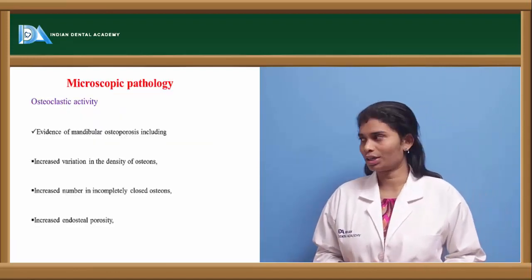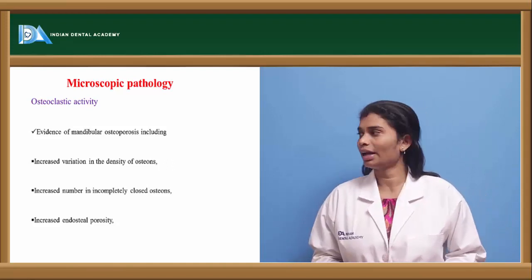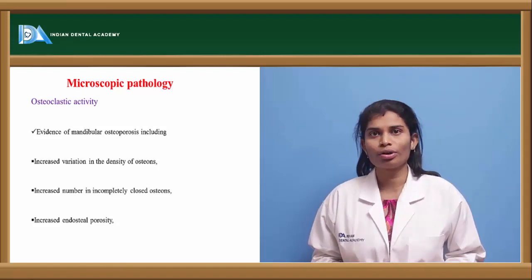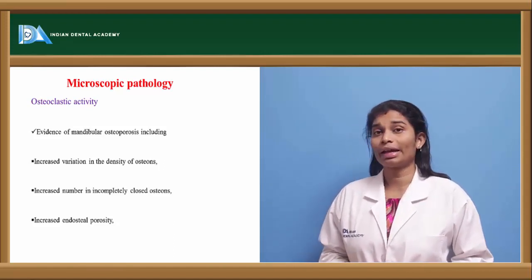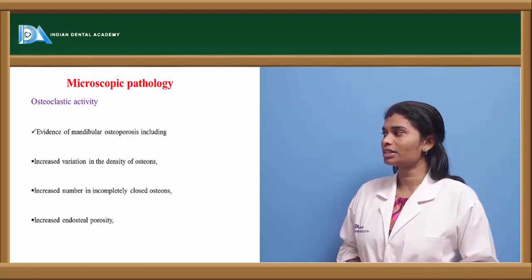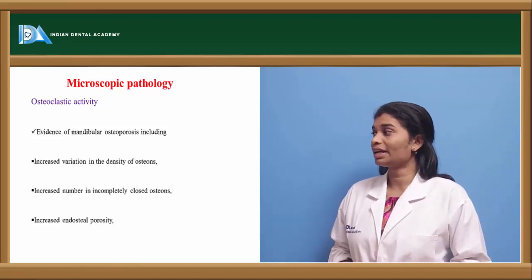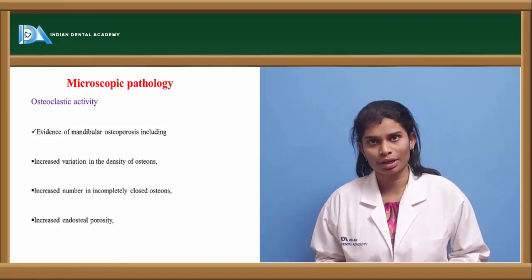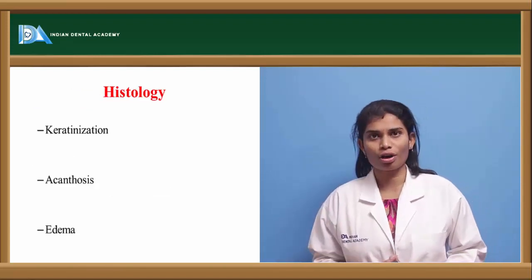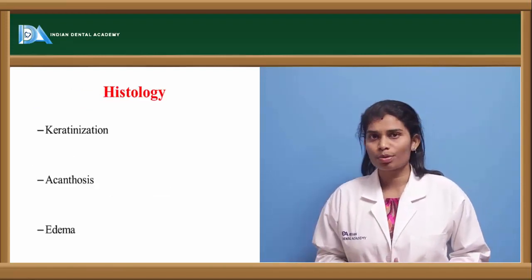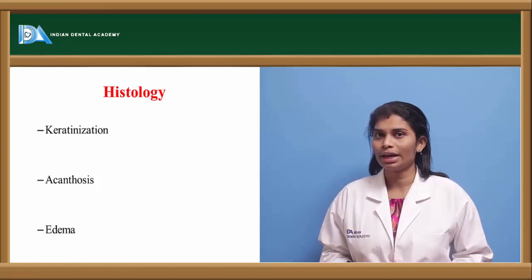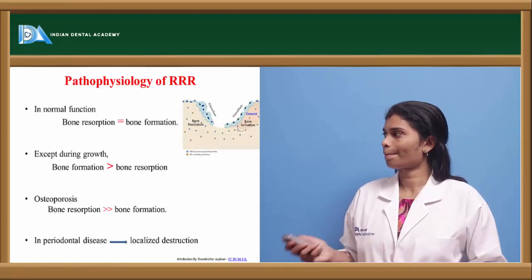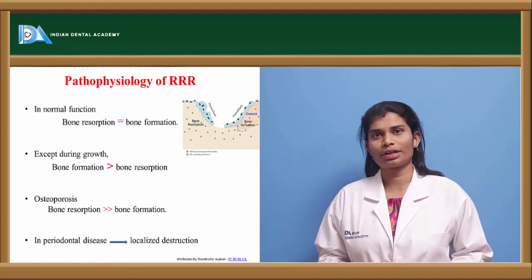Coming to microscopic pathology. In microscopic pathology, there will be increased evidence of osteoclastic activity. Osteoclastic cells are the bone resorbing cells. Hence, there will be increased resorption of bone. Also, increased variation in the density of osteoids, increased number in the incompletely closed osteoids, and also increased endosteal porosity. Coming to histology of this tissue, as it is a disease and aging process, you will see increased keratinization, increased acanthosis and edema.